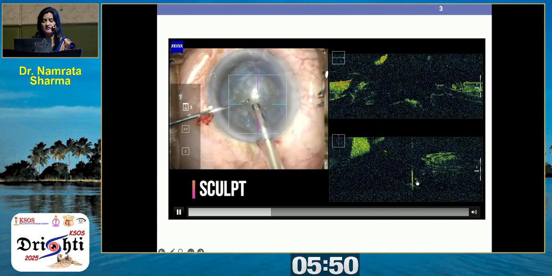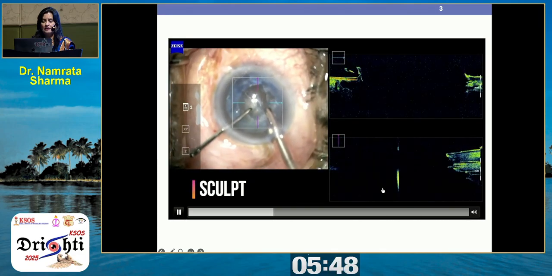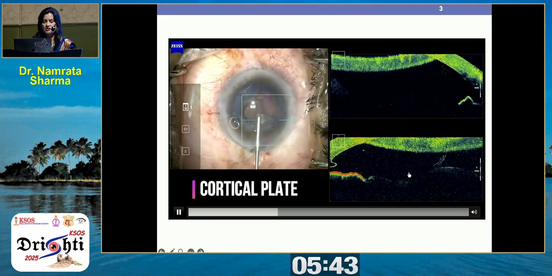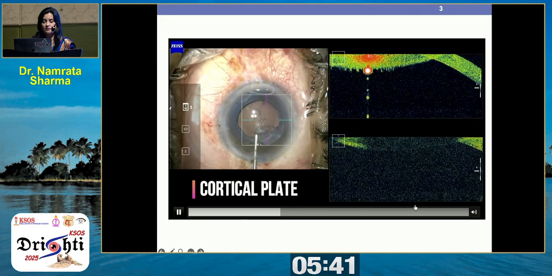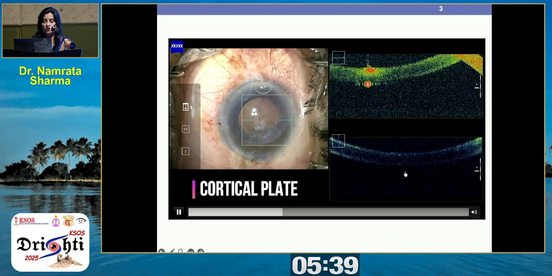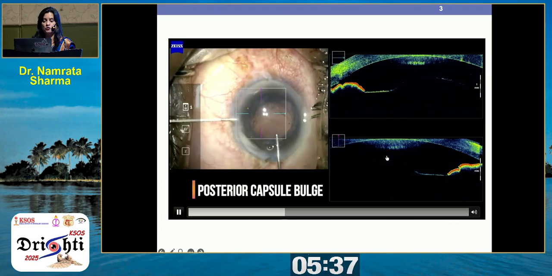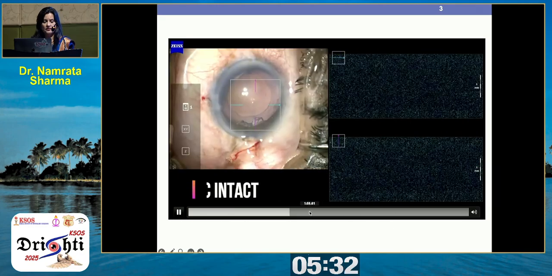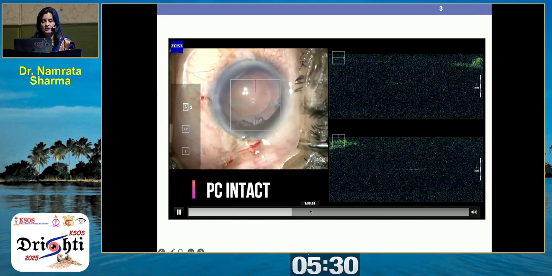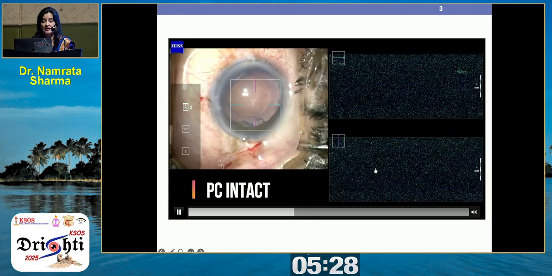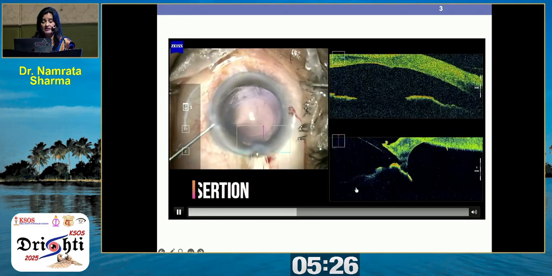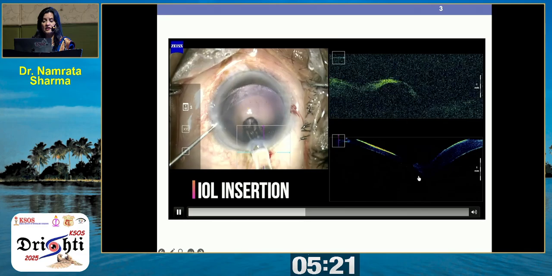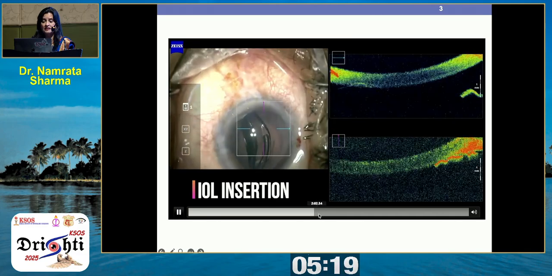This is almost 70% there. After phacoemulsification, the cortex and the PC move up as your phaco probe comes out, because everything tends to move up. The posterior capsule bulges there. When you put viscoelastic, the posterior capsule drops down, and an intact PC can be very well identified here. Then intraocular lens insertion is done through the wound, and you can see how it is getting done.